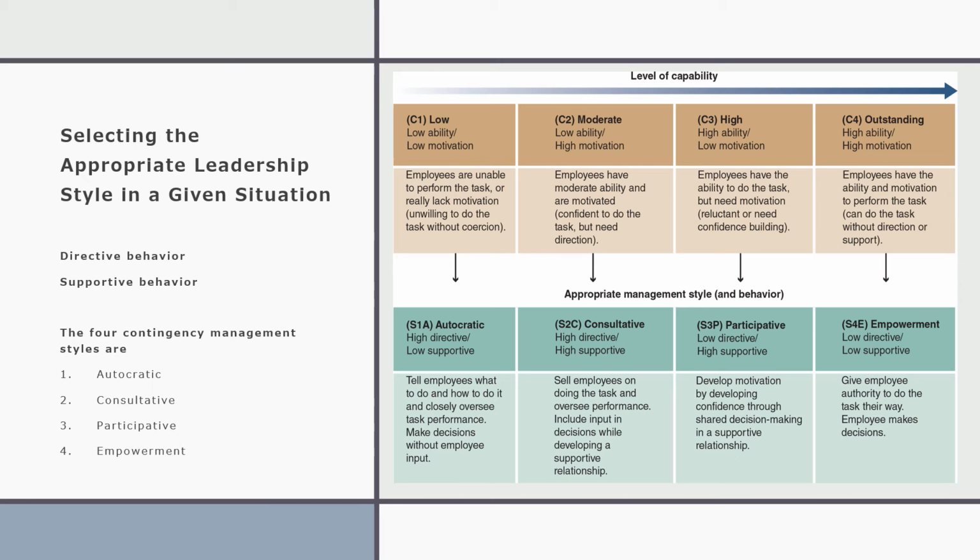closely overseeing performance. With supportive behavior, the manager focuses on developing relationships by encouraging and motivating behavior without telling the employee what to do. The manager explains things and listens to employee views, helping employees make their own decisions by building confidence and self-esteem. Based on the two dimensions of behavior, directive and supportive, 4 management styles have been described. The 4 contingency management styles are autocratic, consultative, participative, and empowerment. Which style to use is based on the employee capability level as discussed next.